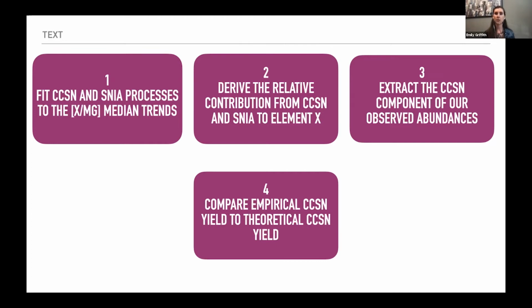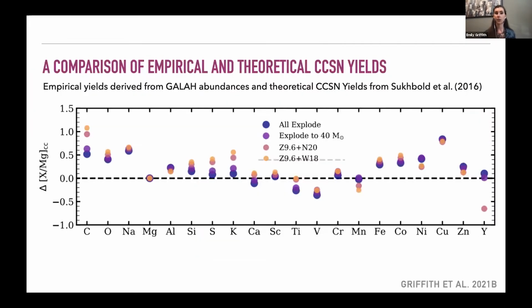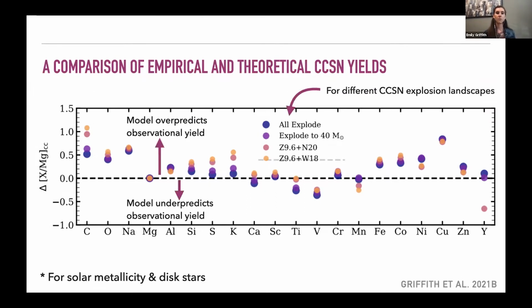And in order to understand these abundances in the entire field, we can compare our empirical core collapse supernovae yields to theoretical core collapse supernovae yields. And so that is what I'm showing in this figure. It's a comparison of our empirical and theoretical yields, where the empirical yields are derived from GALAH abundances through the two-process method that I described earlier. And the theoretical yields are coming from the core collapse models of Sukhbold et al. 2016.